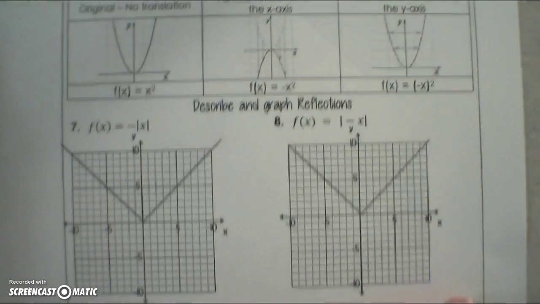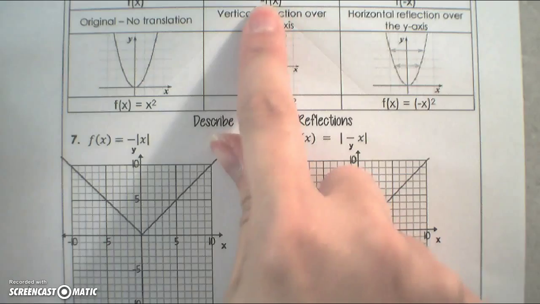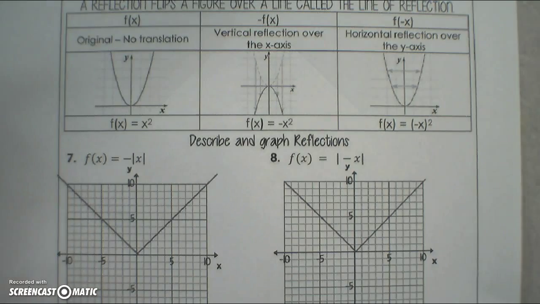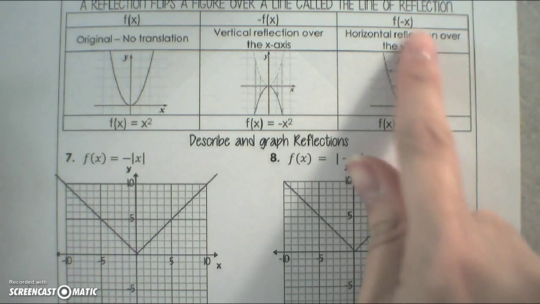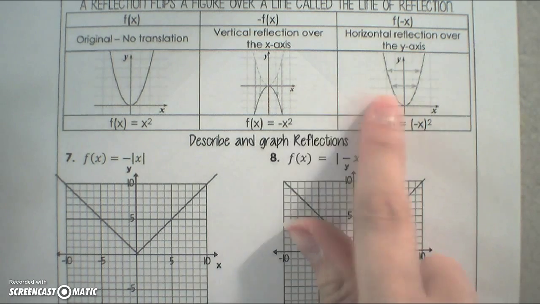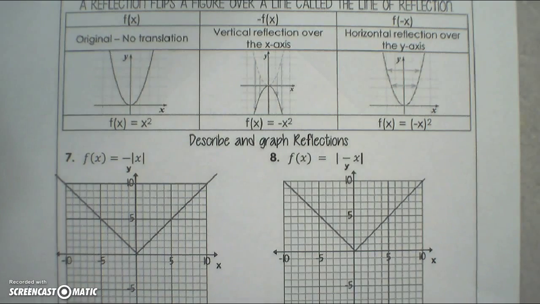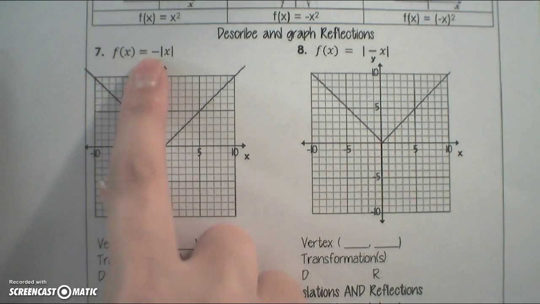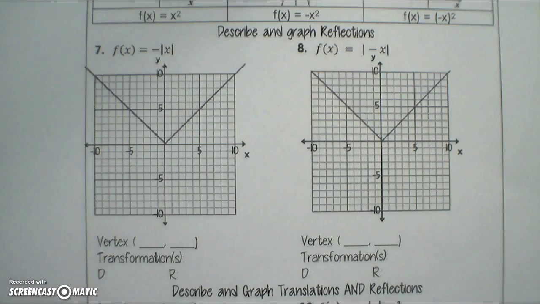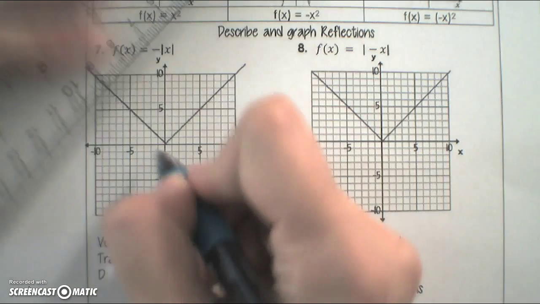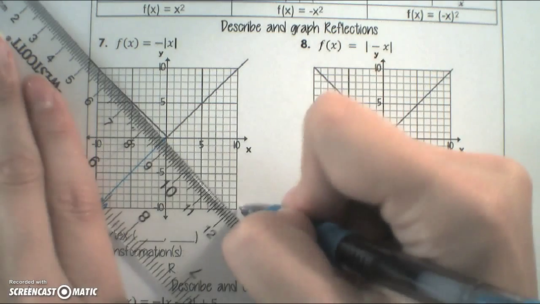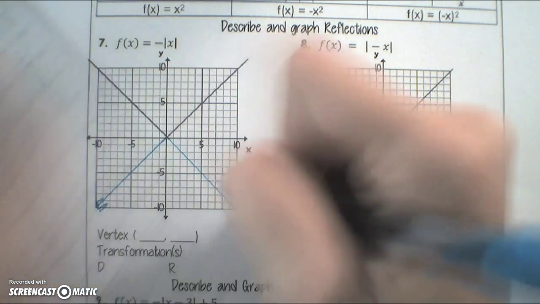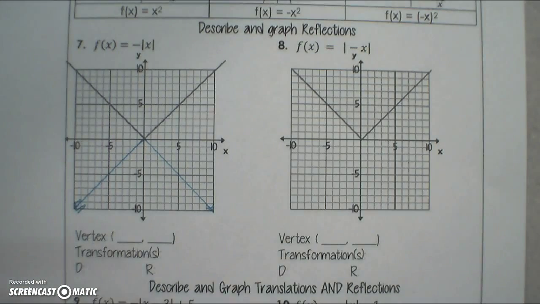Reflections: if it is a reflection with a negative out front, so a vertical, it's flipping up and down. So that's a negative out front. But if it's a negative on the inside, horizontal, it's flipping left and right, and it looks like nothing is happening. So for this first one, are we flipping? Yep, outside, so it's vertical, so it's up and down. So that's going to be graphed where it's flipping upside down.